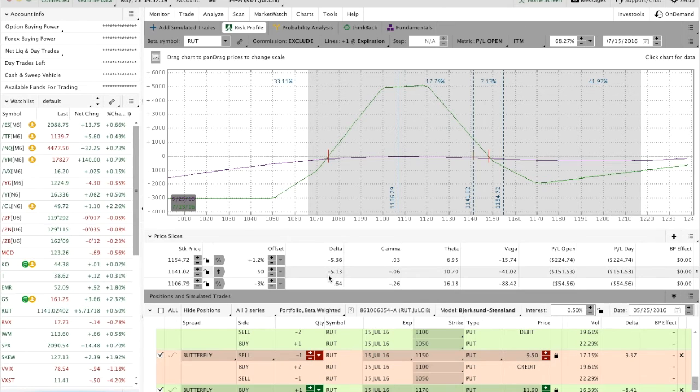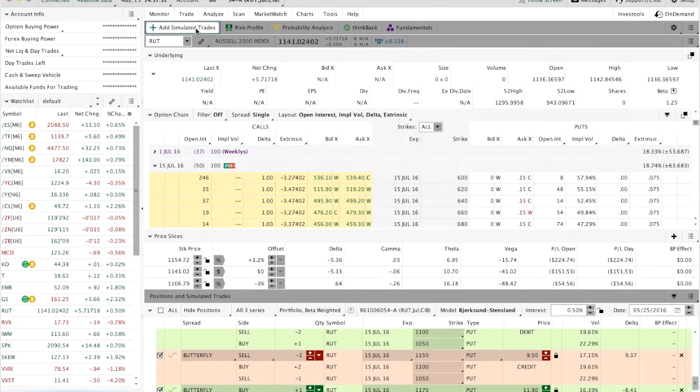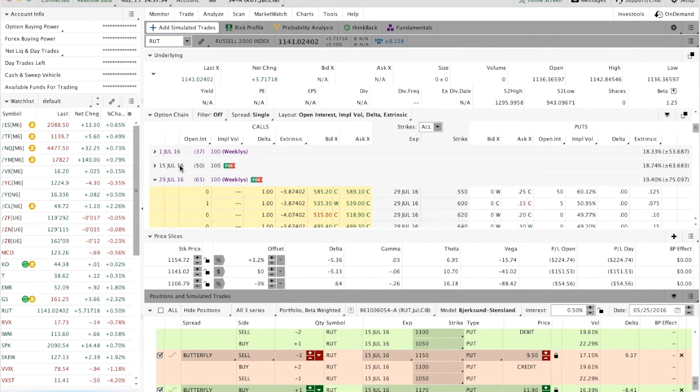The delta at the close today is negative 5.13. The gamma is negative 0.06. The theta is about 10.70, so just under $11 a day. Vega is negative 41, and again the open loss is about $150. And this trade has 50 days to go, it looks like.